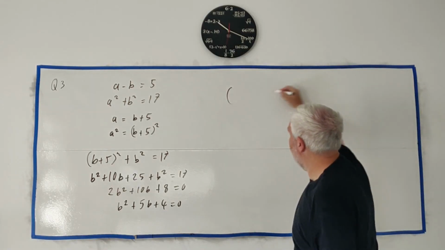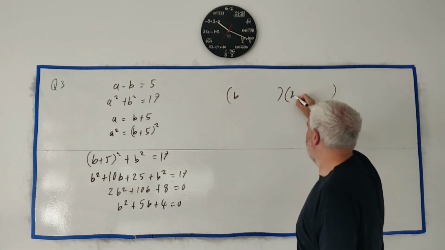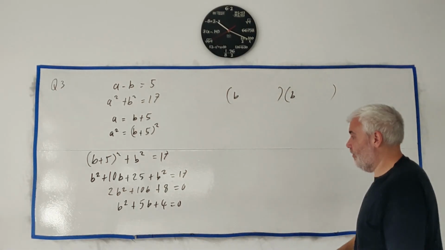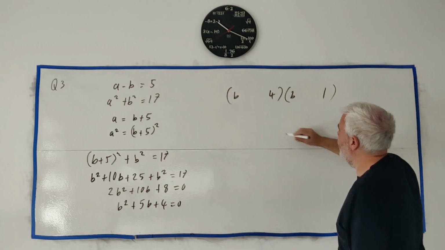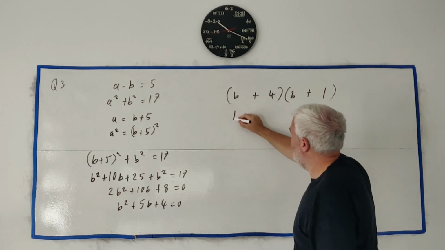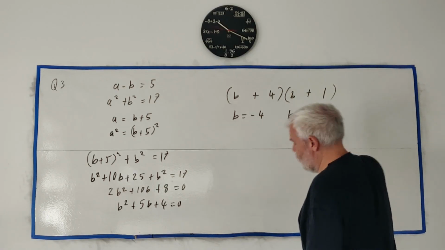Let's hope this comes out evenly. It does, thankfully. We have (b plus something)(b plus something): two numbers multiplied to get 4 and added to get 5. That's 4 and 1, and they will both be plus. So our two answers here would be b is equal to minus 4 and b is equal to minus 1.